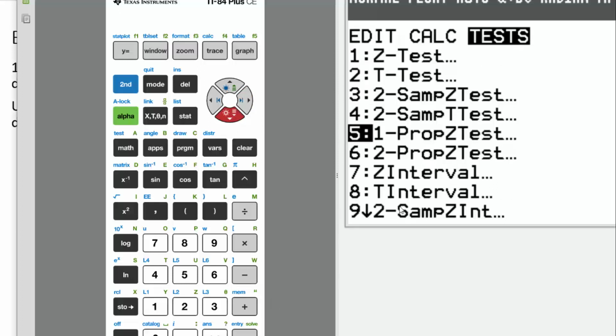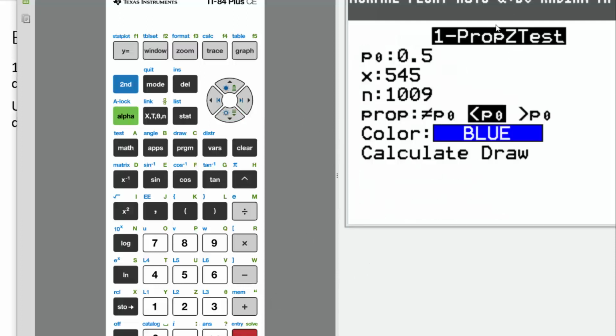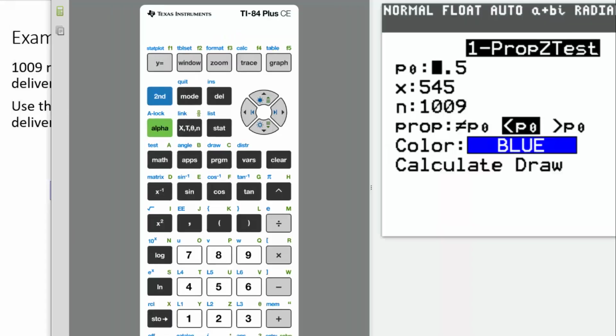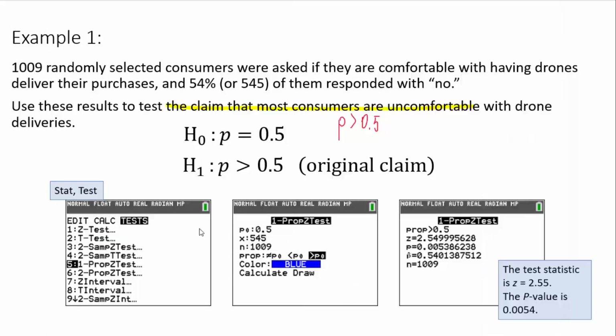Okay, now when I click enter, I get options that come up about p sub 0, x, and n. Now let's look at how that compares to this particular case. My p sub 0 is my null, the p that goes with the null hypothesis, so it's 0.5.